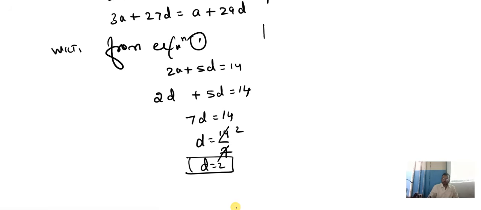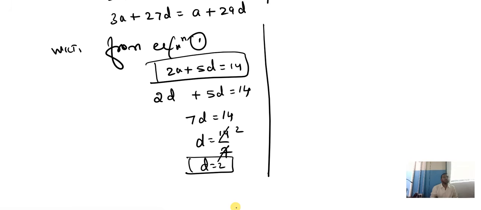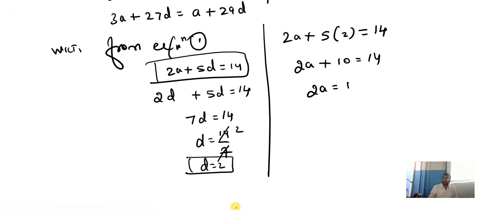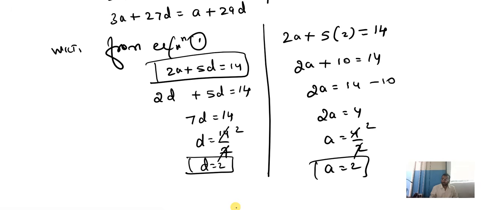Understood? Now once we got the value of D, can we find A now? Again from the same equation 1. Now in place of D, you write 2. Then 2A plus 5 times D, which is 2, is equal to 14. 2A plus 5 twos are 10 is equal to 14. 2A is equal to 14 minus 10. So 2A is equal to 4. A is equal to 4 by 2. The value of A is 2.